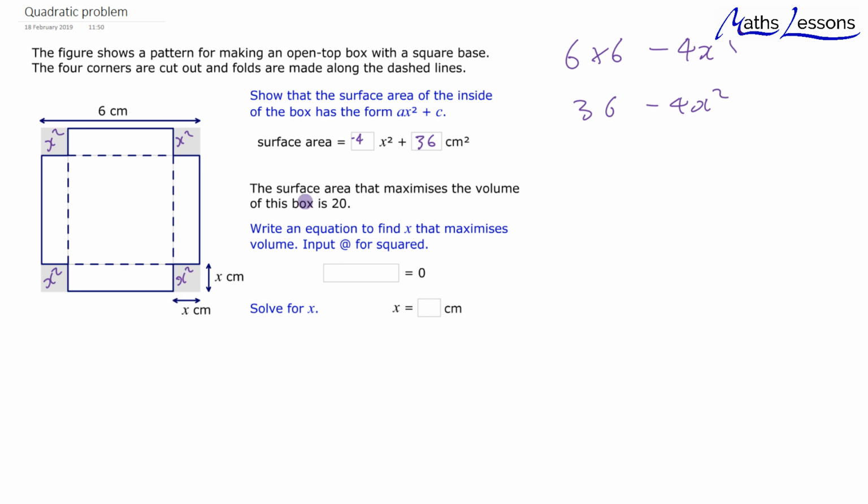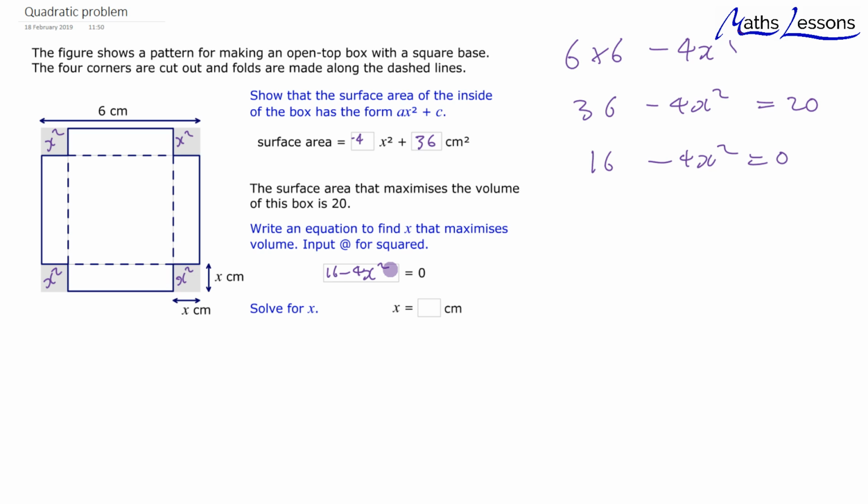Now we know that the surface area that maximizes the volume is going to be 20. So we know that's going to equal 20. If we want to make that an equation equal to 0, take 20 off both sides, and we get 16 minus 4x squared equals 0. So we've got 16 minus 4x squared equals 0.